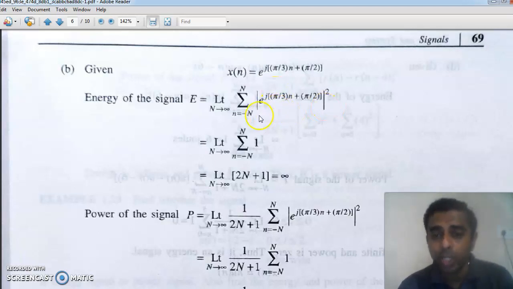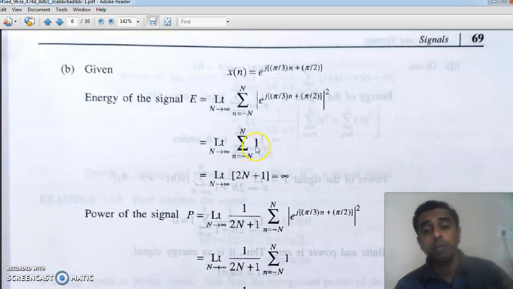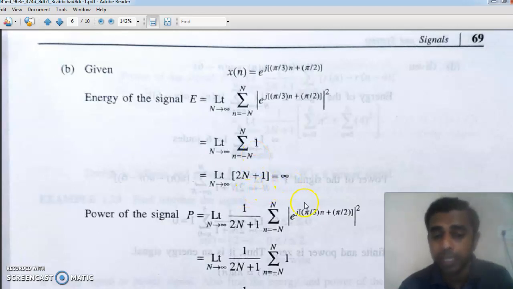So 1 square within these limits of summation, with N going to infinity. If you perform summation of 1 an infinite number of times, because N is going to infinity, so if 1 is added an infinite number of times, in fact a double infinite number of times, the whole thing becomes infinity. So energy is infinity.